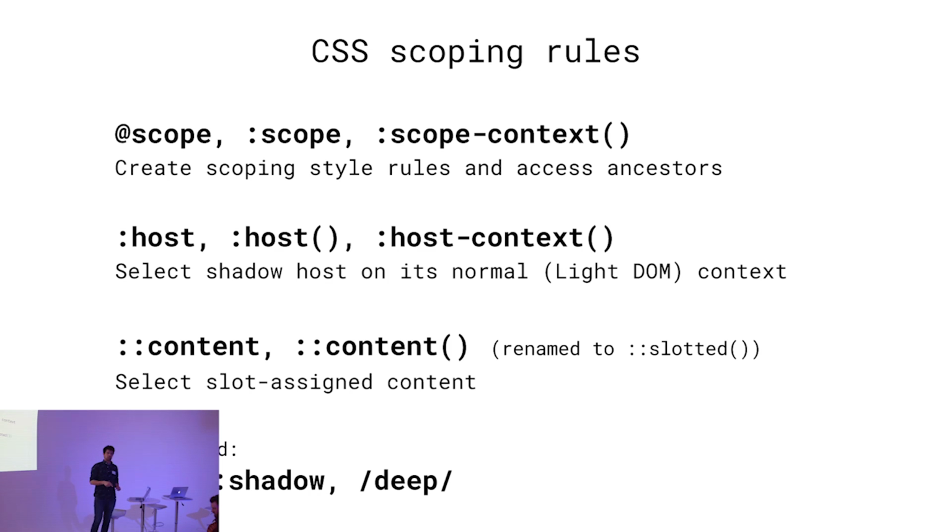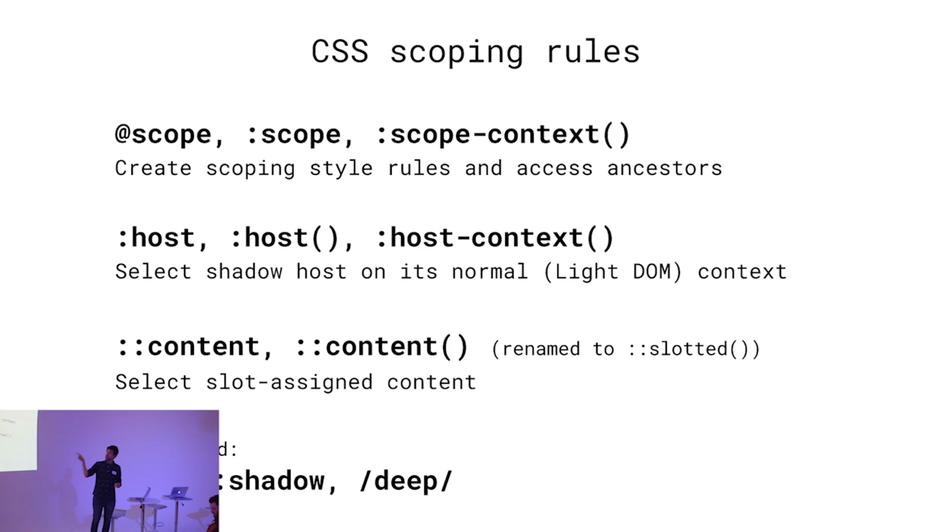When we're working with shadow DOM instead, we can use host. Host is going to select the shadow host. We can select also the shadow host based on its external context with the other pseudo selectors. Same for content, which has now actually been renamed to slotted, but we can select the light DOM from within the shadow DOM with content.